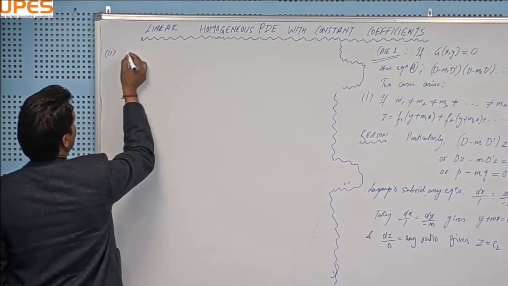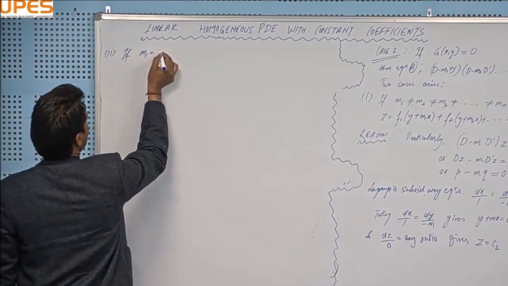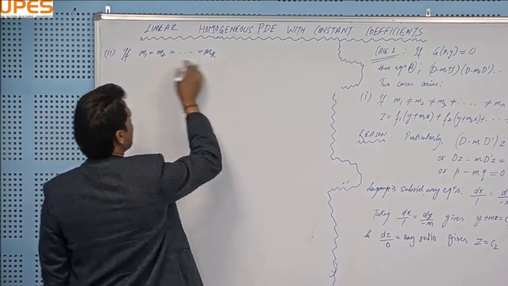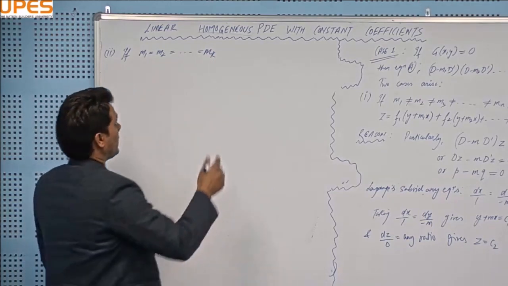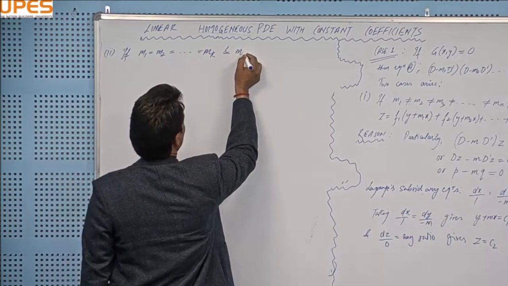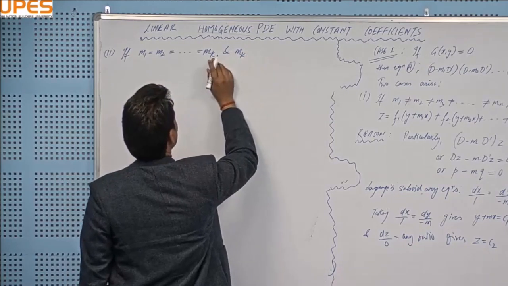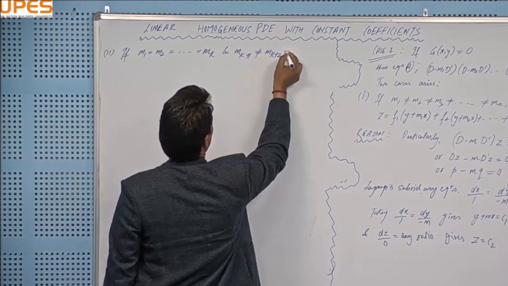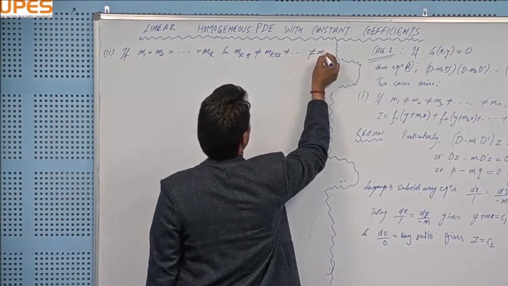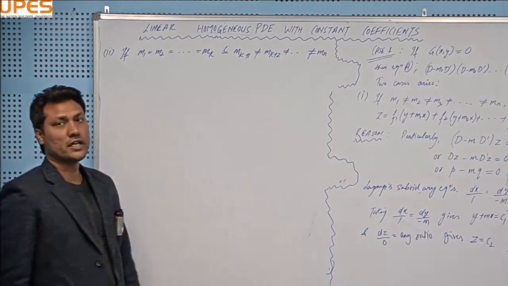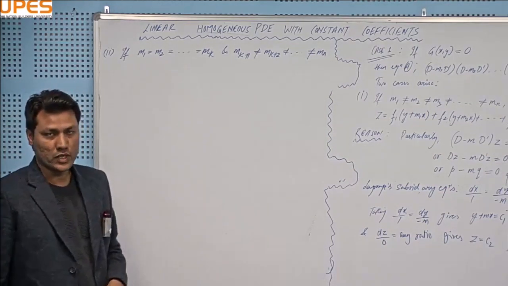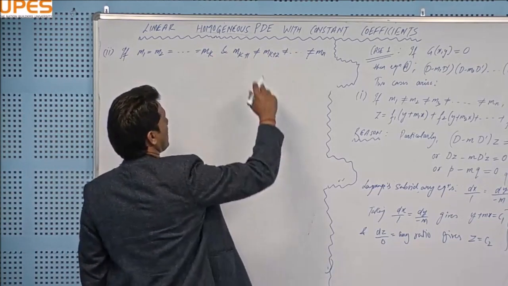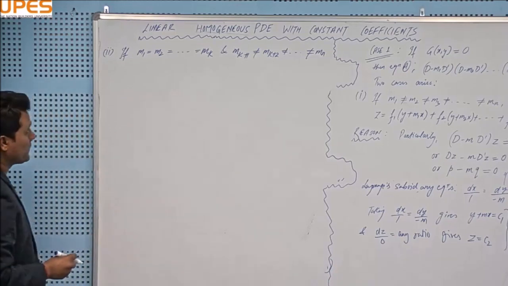And if some of the roots are equal, suppose m1 is equal to m2 and so on up to mk, some of the roots are equal, and after that mk+1 not equal to mk+2, not equal to and so on, not equal to mn. So out of total n roots, we have k roots equal, and after k roots, all roots are distinct, and obviously k should be less than n. That is obvious.